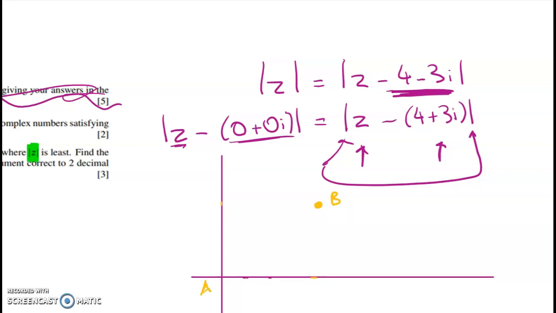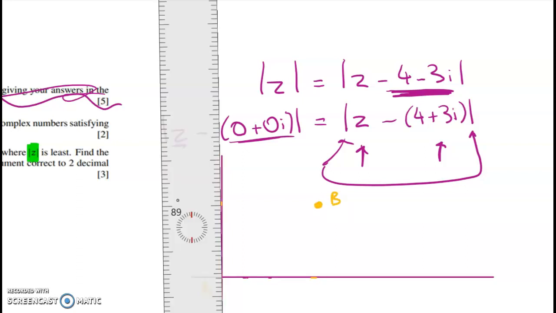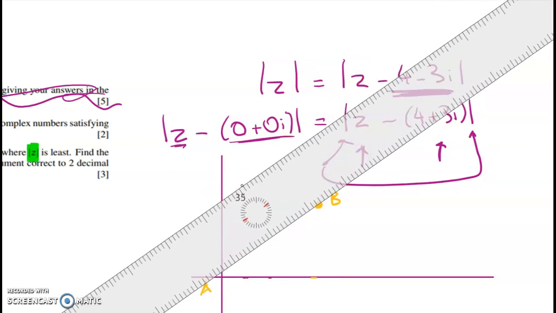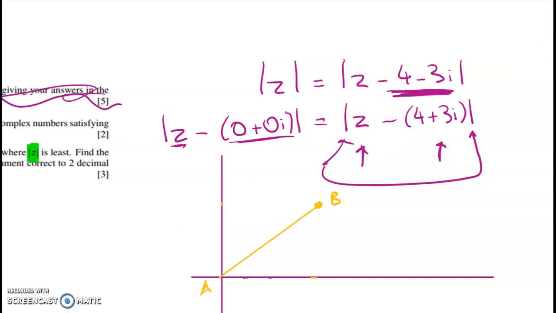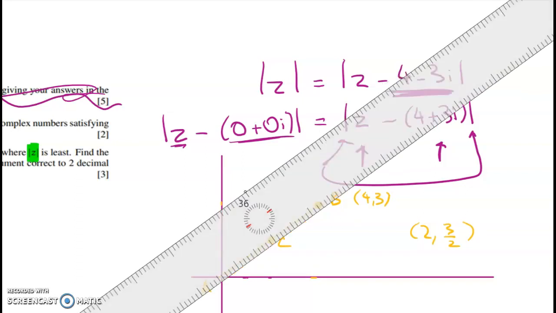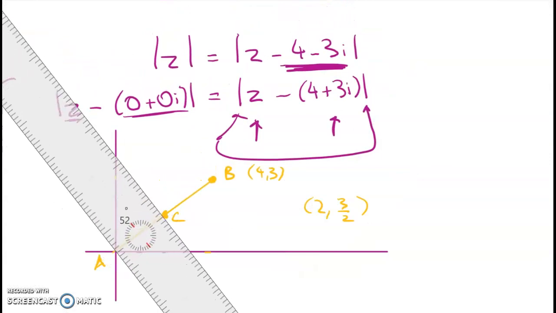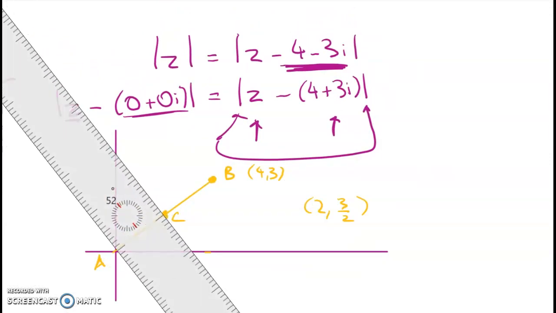Now the first point we know is going to be on that locus is the midpoint of that line segment. Spoiler alert, that turns out to be the point we're looking for in part 2. So the midpoint is here, call that point C, and that's going to be at coordinates 2 and 3 over 2, because this is at point 4, 3. Now this is doing it in coordinate form, not in complex numbers form, but it's the same thing. So the perpendicular bisector is going to be the line that's going through here.